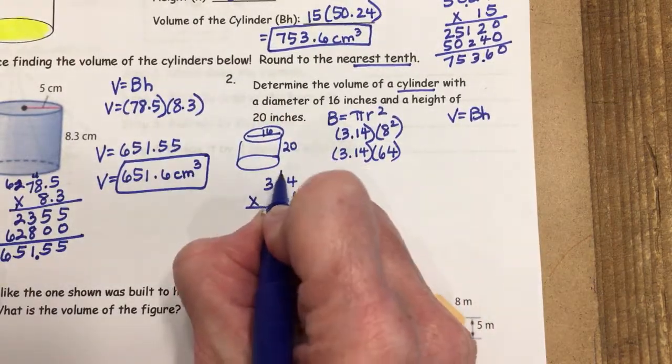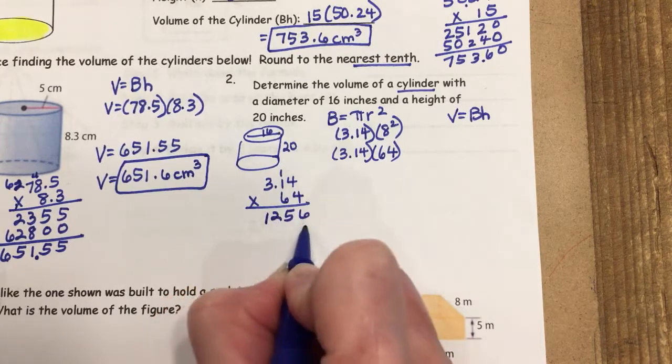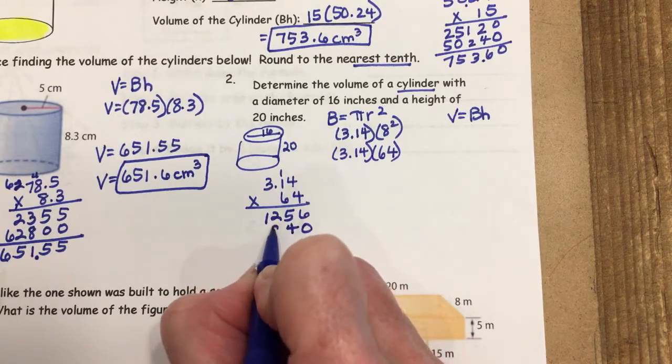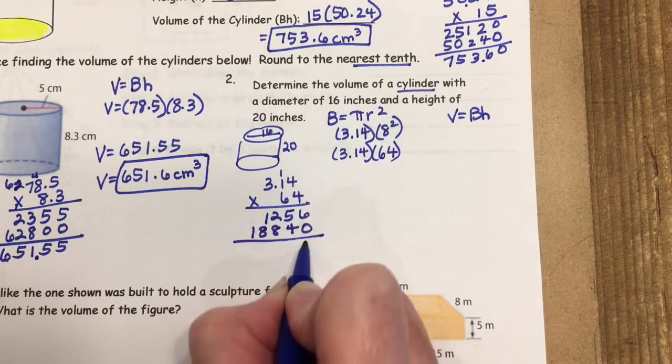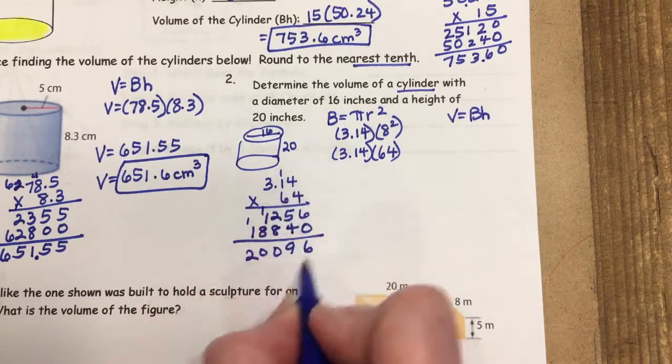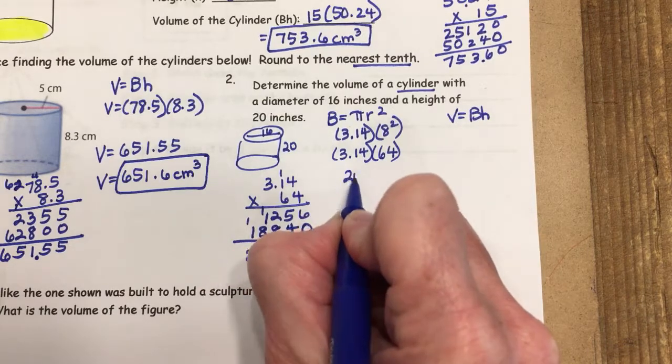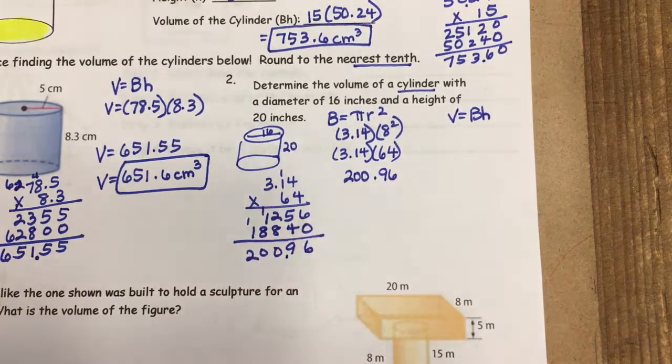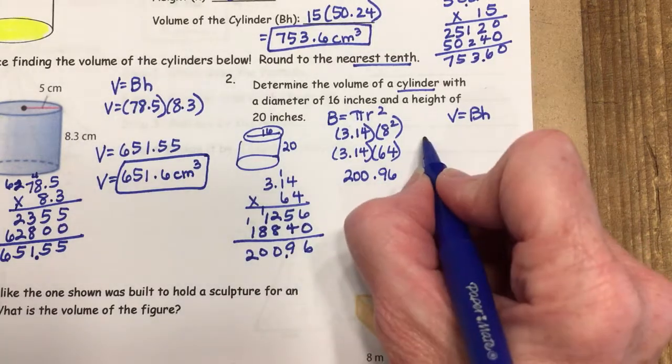3.14 times 64. Multiplying and adding it up, there are 2 decimal places, so this is 200.96. Okay, to find the volume, I need to multiply that now.